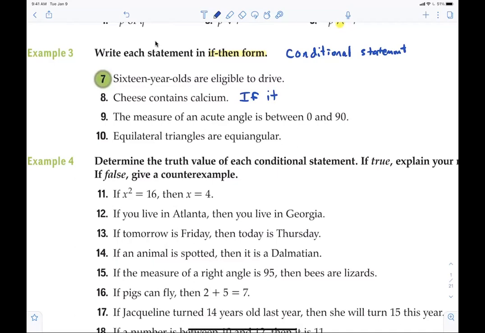If, I know, I don't like using pronouns either. It's kind of hard, isn't it? But you can just say what? It is cheese. Right, if it is cheese, then it contains calcium. If it is cheese, then it contains calcium.